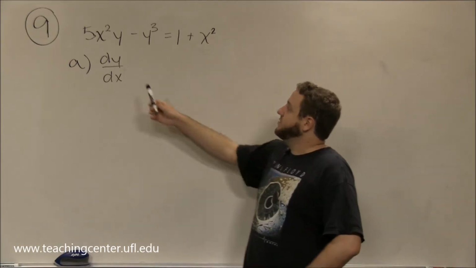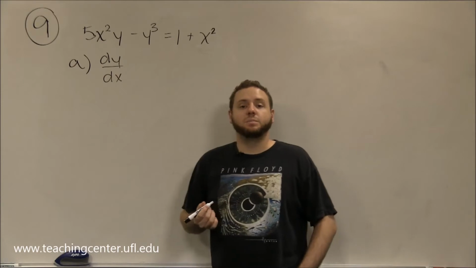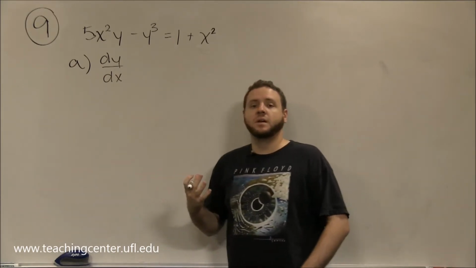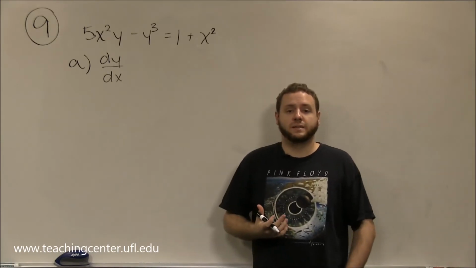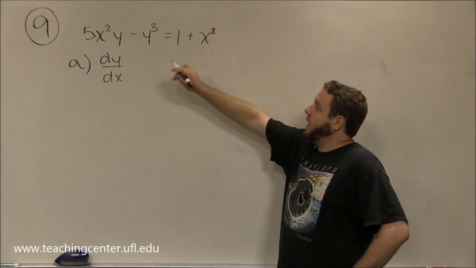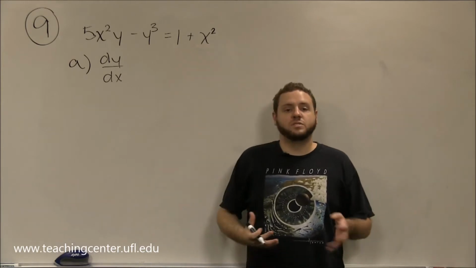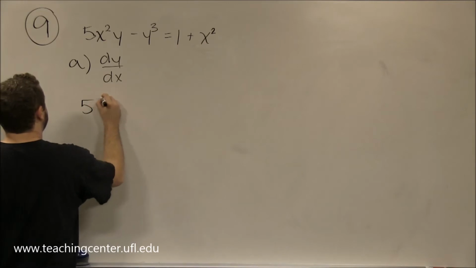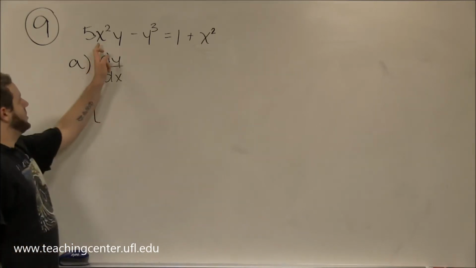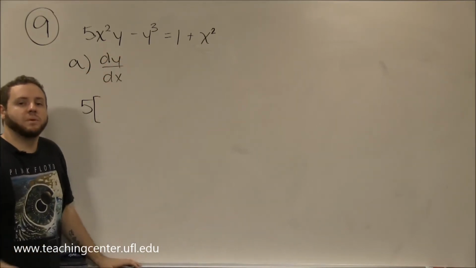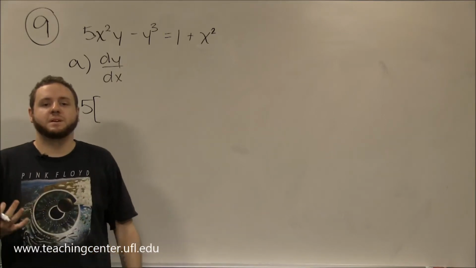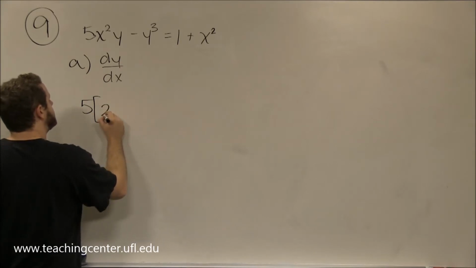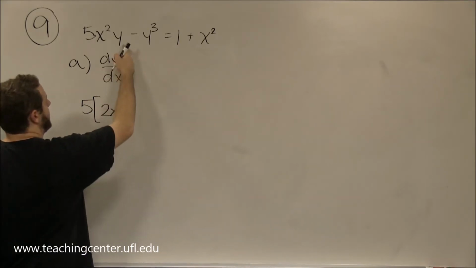So the first term here, 5x squared y, we're going to have to use the product rule, because x squared and y are two different functions multiplied together. I'm going to leave the 5 out of the product rule and then just multiply it in afterwards. So we'll have 5 times the product rule derivative of x squared and y. Remember that with the product rule, you take the derivative of one times the other, then switch those and add them. The derivative of x squared is just 2x, and then we multiply by the other term, which is y.